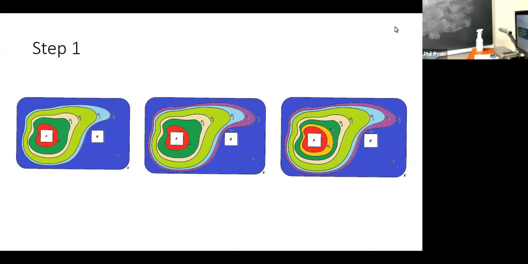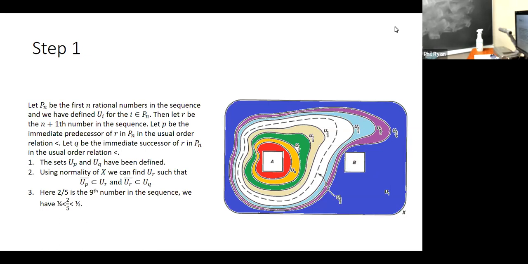So we can put in U one quarter between U0 and U one third. We can put U three quarters between U one half, between U two thirds and U1. And then here's U one fifth between U0 and U one quarter. And so what happens in general?